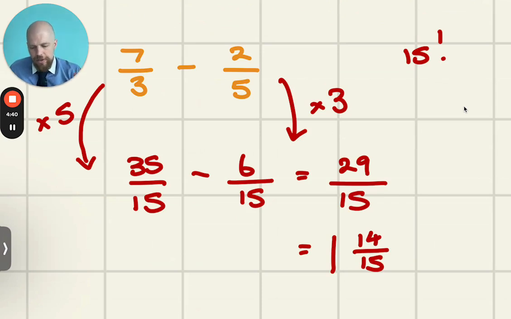So there you have it. To add and subtract fractions, make the denominator the same by looking for the lowest common multiple, and then just add or subtract the numerators as the question requires you to do so.